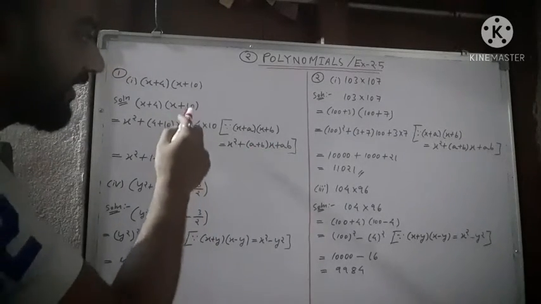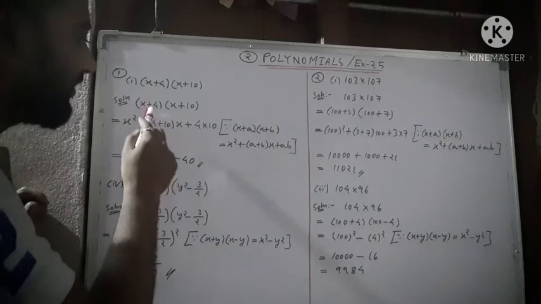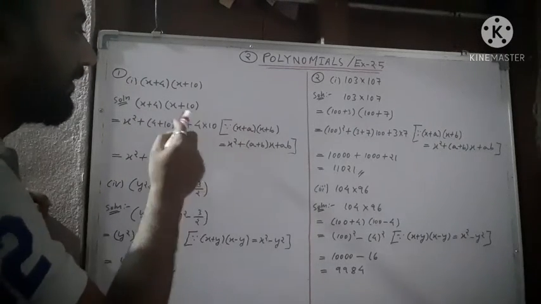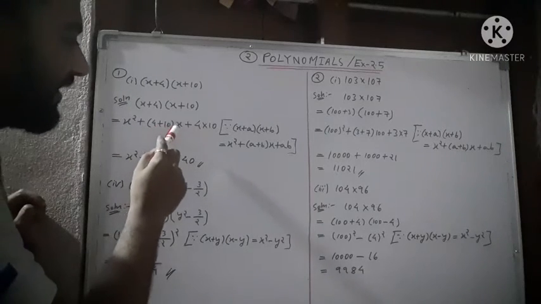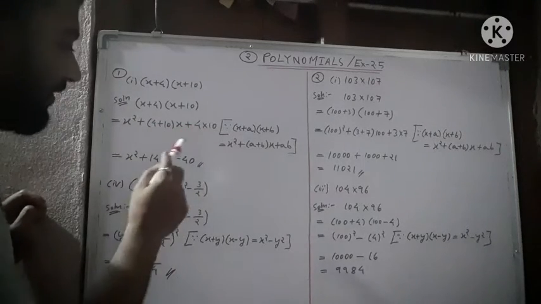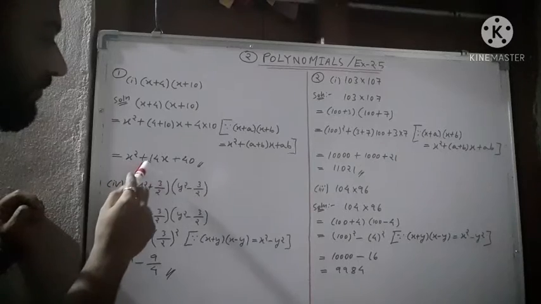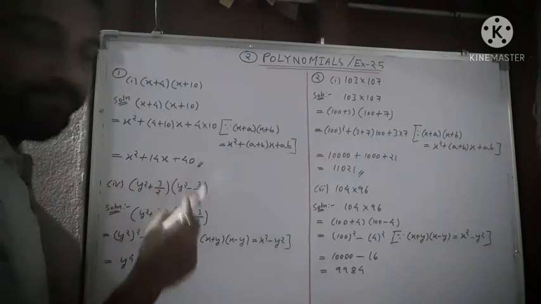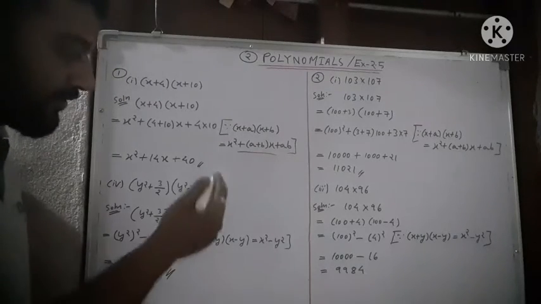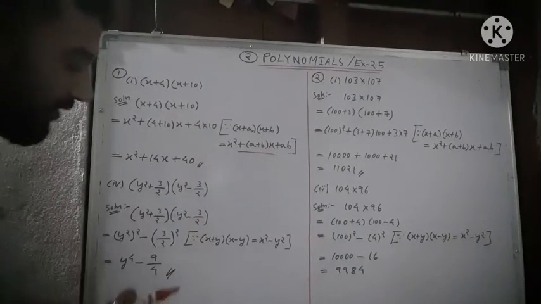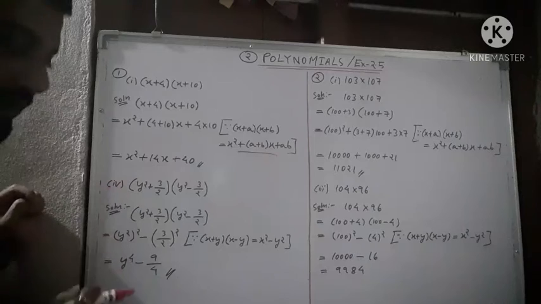So hence we can write the similar result. We'll just substitute 4 in place of a and 10 in place of b. Therefore x² + (4 + 10)x + 4 × 10. The result of this is x² + 14x + 40. So we have used this identity in this case, and you have to mention this one. Okay, so let's move to the fourth question.